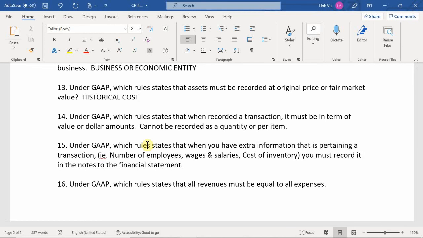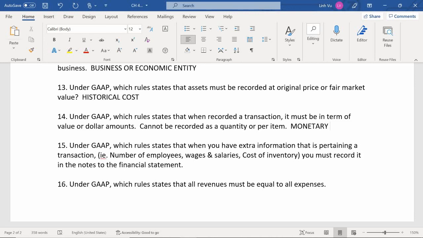Number 14, under GAAP, which rule states that when recording a transaction, it must be in terms of value, dollar amounts? Cannot be recorded as quantity or per item. So that would be an example of monetary, right? Where I'm telling you, you cannot record it based on quantity. You have to record it based on the total value in terms of dollars. This is monetary measurement to be exact, but I'm not going to test you on the different ones as long as you're able to associate this one is monetary. Okay.